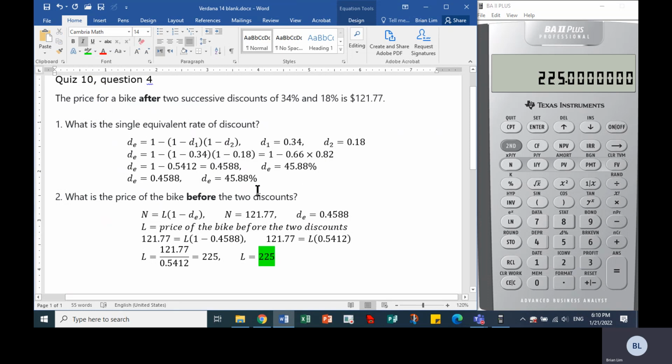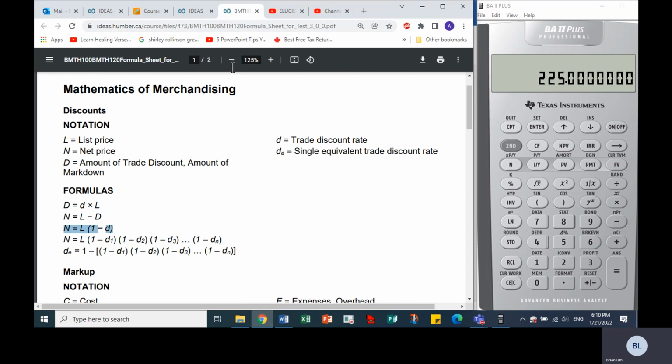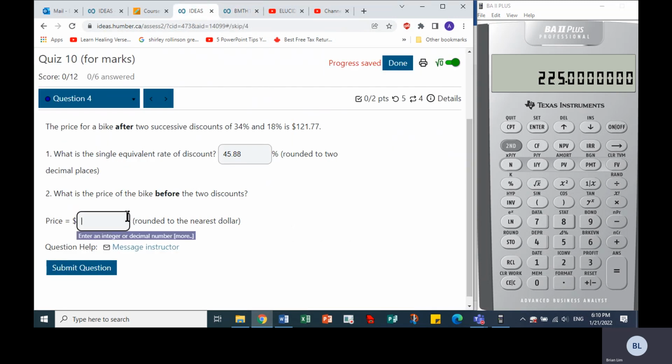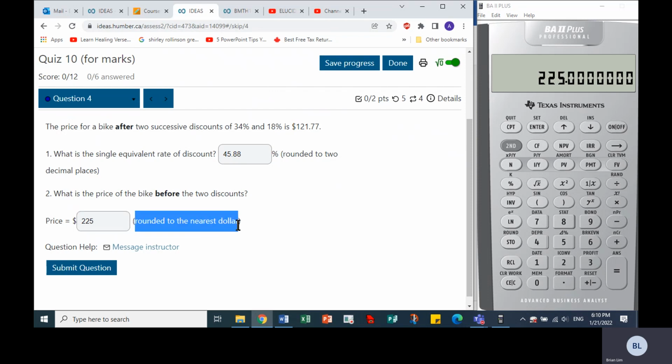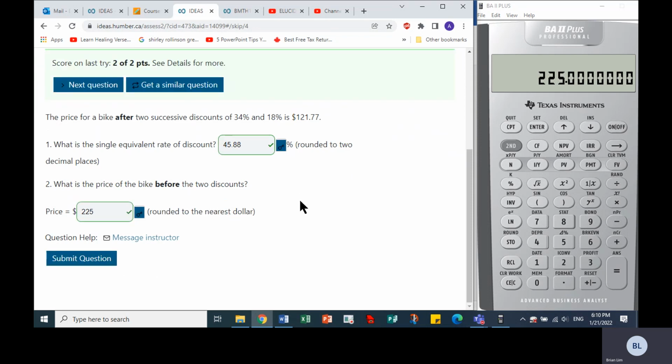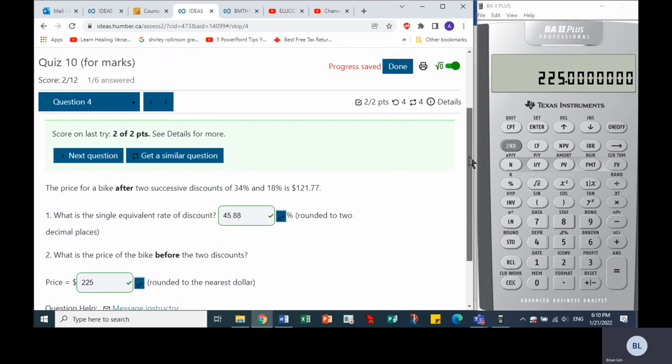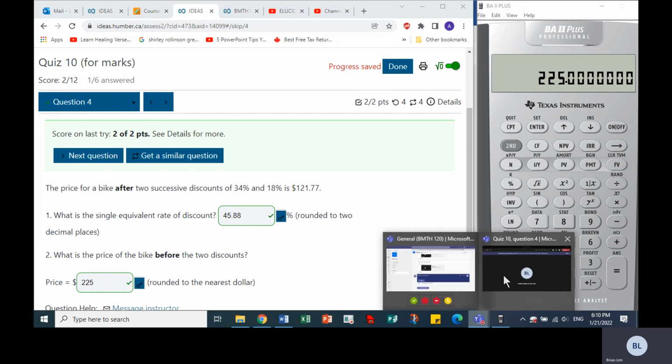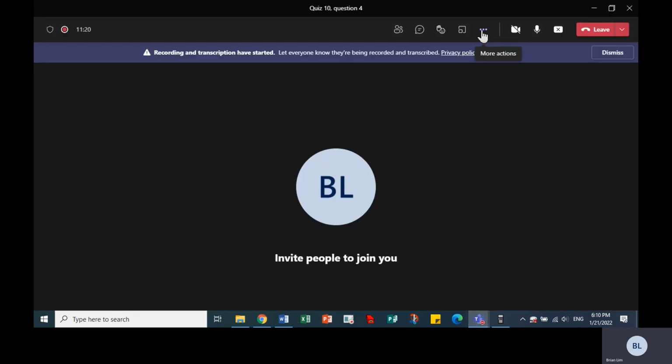So let's put the answers in green. The other answer was up here, the one required for the single equivalent rate of discount. And let's go back to the question right here and put in 225. It's rounded to the nearest dollar, so we do have it correctly rounded. And there we are, and the answer is correct. So that is quiz 10, question number 4. And with that, we will stop the recording.